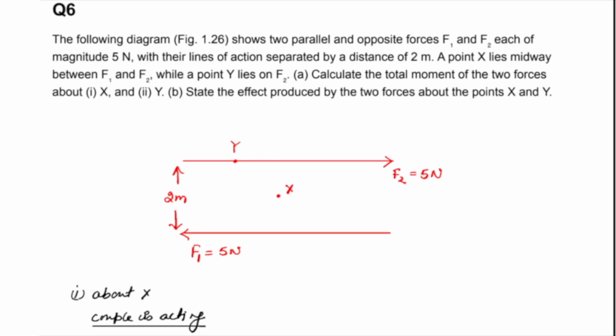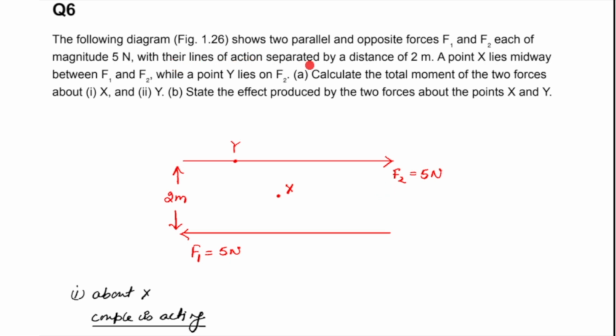Okay. The following diagram shows two parallel and opposite forces. So there are two parallel forces. This is 5 Newton force, and this is 5 Newton force. We are giving them different names so that you understand that this is acting above and this is acting below. The magnitudes are the same, but their directions are different. That's why we are treating them as different forces.